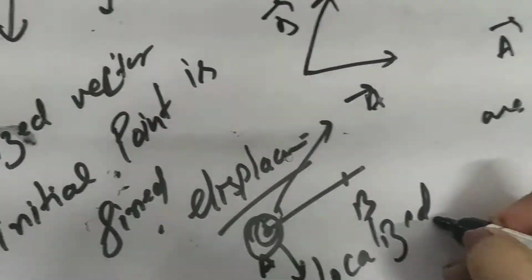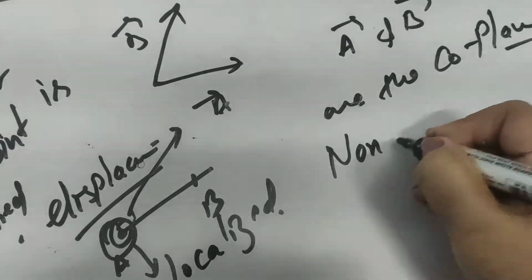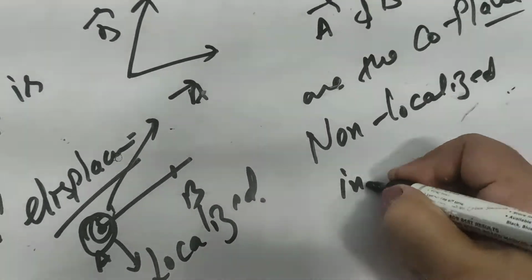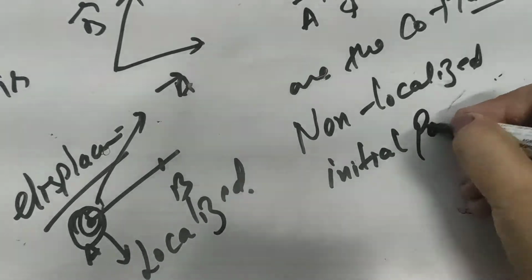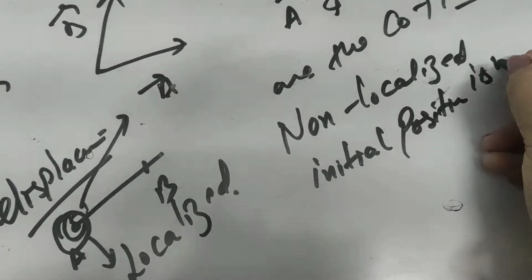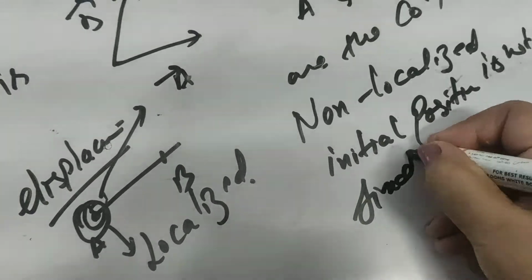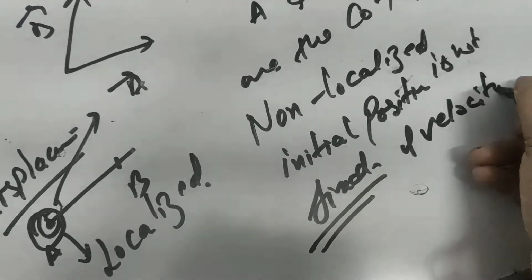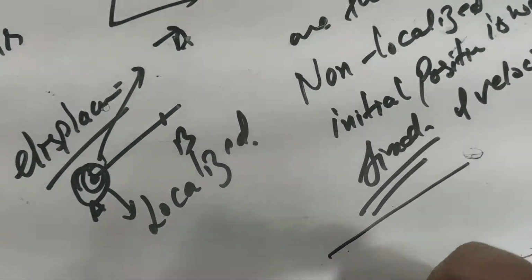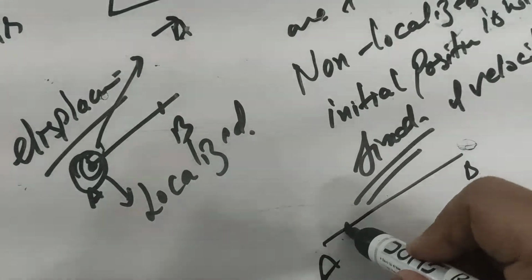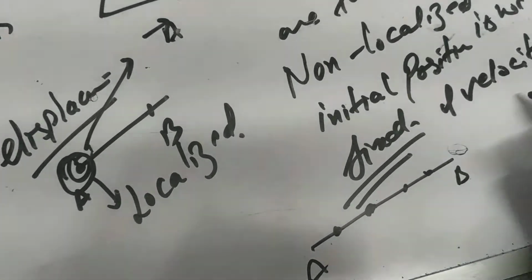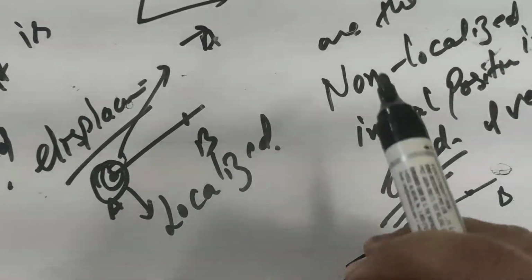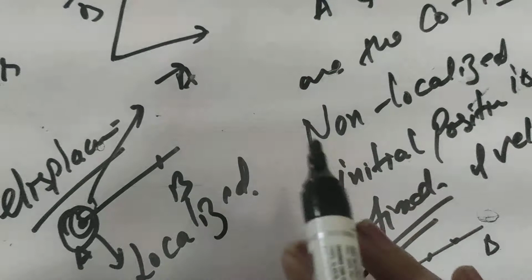And similarly, the next one is the non-localized vector. Non-localized means whose initial position is not fixed. For example, if I talk about velocity, suppose a body is moving from A to B, it can change its velocity at any instant of time, so its velocity vector is not fixed at a fixed position. Such vectors are known as non-localized vectors.